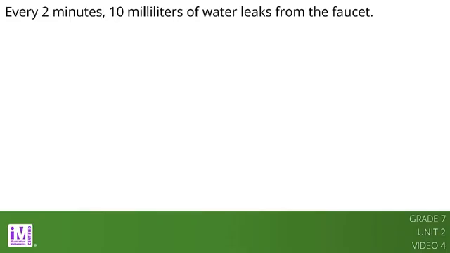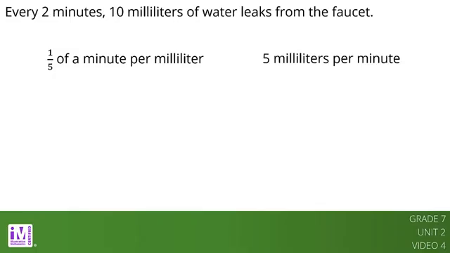The corresponding constant of proportionality tells us that the faucet is leaking at a rate of 1/5 of a minute per milliliter. We could say that the volume of water is proportional to the elapsed time. The corresponding constant of proportionality tells us that the faucet is leaking at a rate of 5 milliliters per minute.